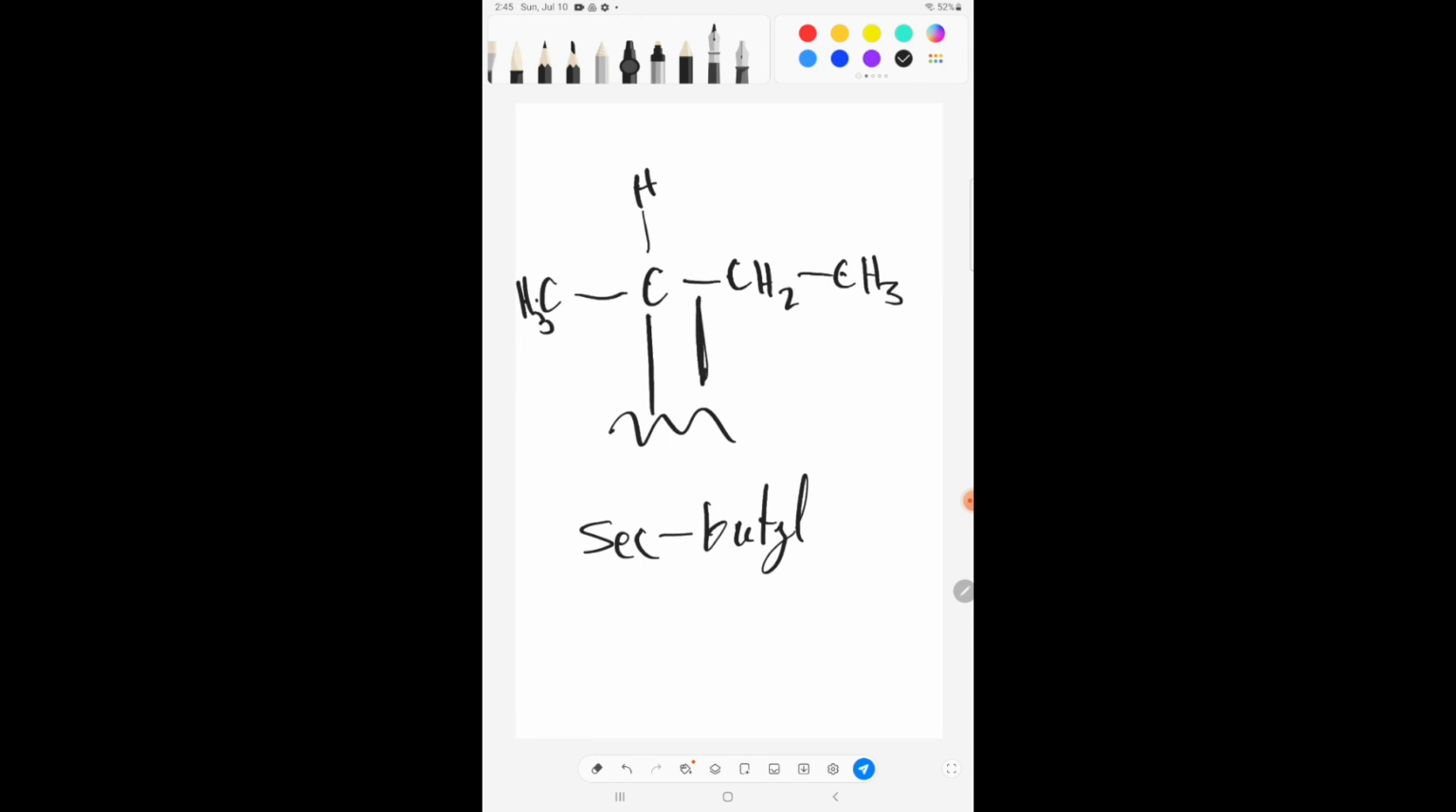So whereas for propyl, there's a middle carbon, and therefore we can have isopropyl. But for butyl, we just choose between one of these two carbons. Okay, if we chose one of these, this would just be butyl, right? But since we choose one of the carbons in the middle of butyl, when we choose one of the middle carbons, then we get sec-butyl.